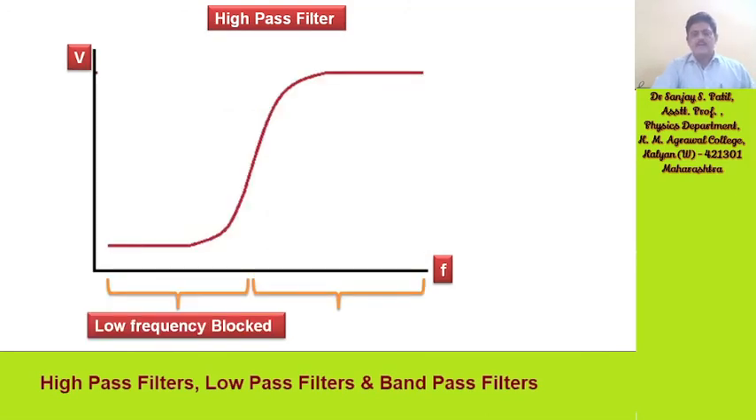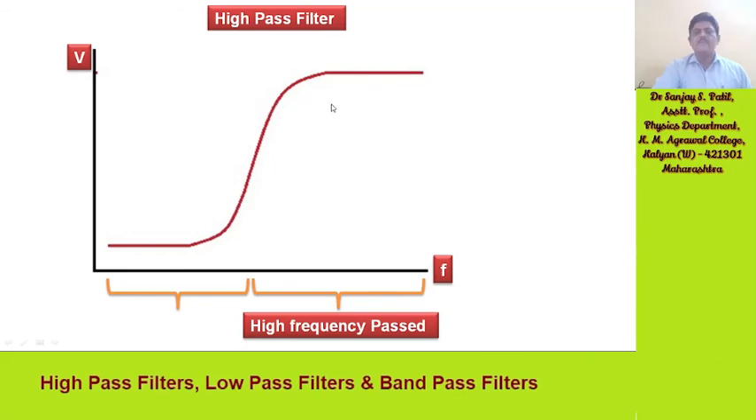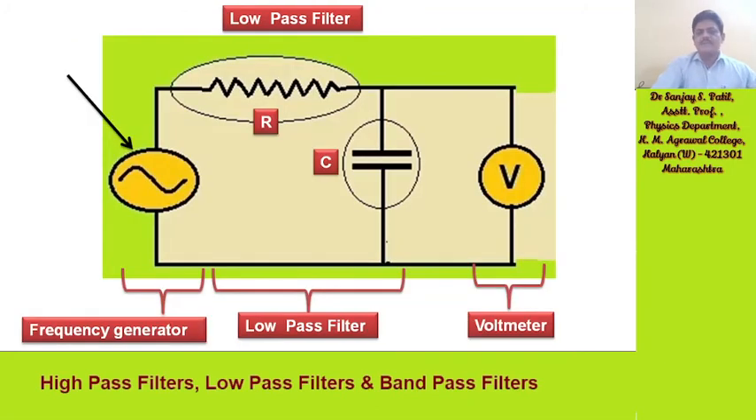So this is the graph of a high pass filter. Low frequency is blocked here, and high frequency passes. So this is about the graphical representation of a high pass filter, which is plotted with voltage on the y-axis and frequency on the x-axis. Now we will talk about the low pass filter.